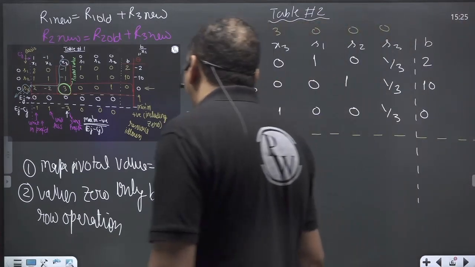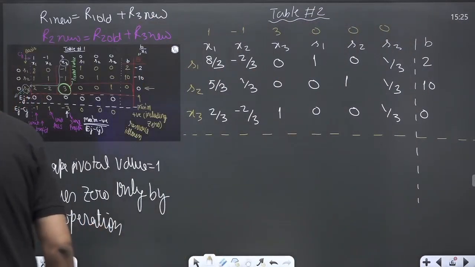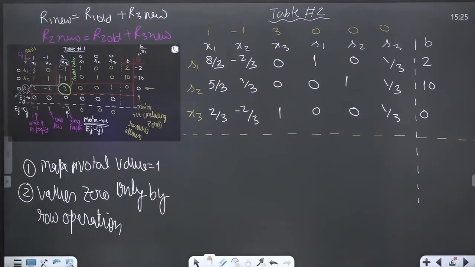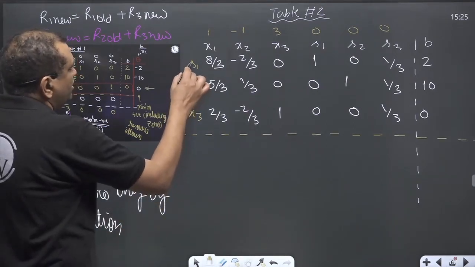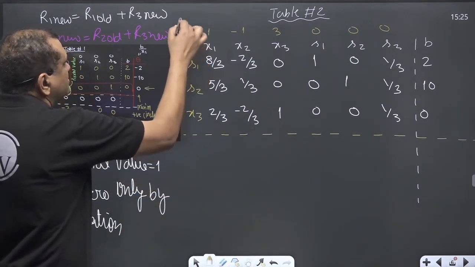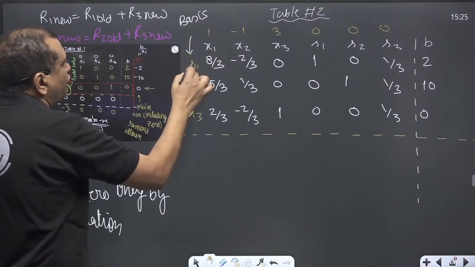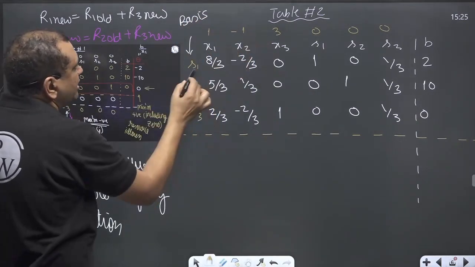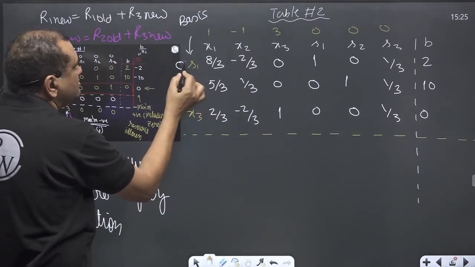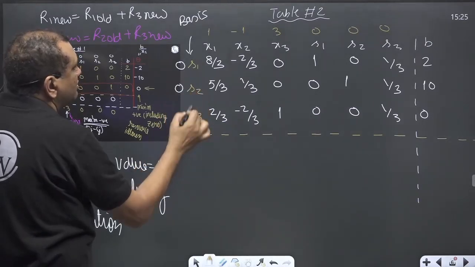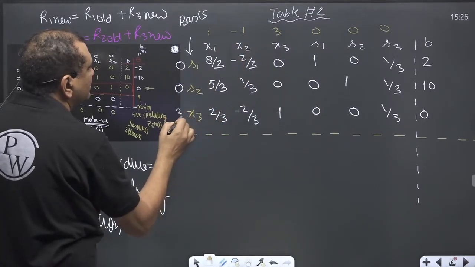Okay. Again repeat the same procedure, the way we did before. This is the basis now. Coefficient of these variables in the objective function: S1 0, S2 0, X3 is 3.